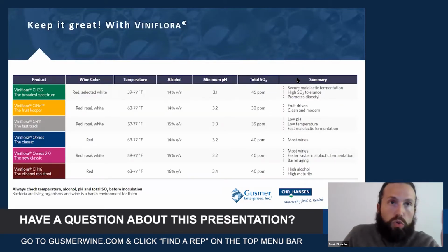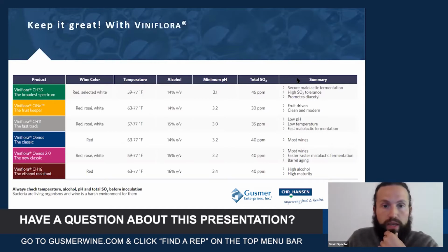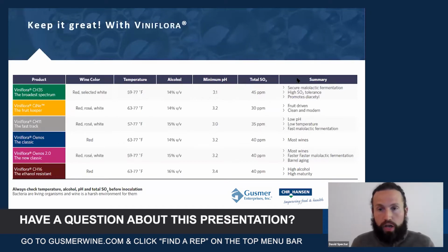I also wanted to show you our entire range of Oenococcus oeni for malolactic fermentation. You'll see this slide a couple of times throughout. And having a wide range of strains, each with unique properties, really allows the winemaker to achieve their goals. Perhaps you have a wine with high ethanol. You might want to look at CH16, or you want the stability of malolactic fermentation, but not the diacetyl. You probably want to take a look at Cine. So you really will work together with your technical representative at Gusmer to pick the right strain for your wine. Next slide.